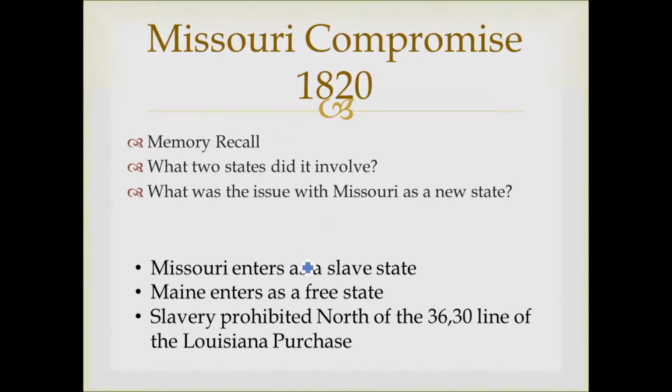Alright, so Missouri enters as a slave state, and if you didn't guess it already, Maine comes in as the other state. Maine is the other state that's involved. It comes in as a free state, and this maintains that balance of power that we talked about in class. Along with the Missouri Compromise is the 36°30′ line, which is really important because it's going to pop up again and again. The 36°30′ line was established as a boundary line, so to speak. Slavery cannot exist above this line. And keep in mind, at this time, the United States only extended to the Louisiana Purchase, so this line did not go all the way to California.